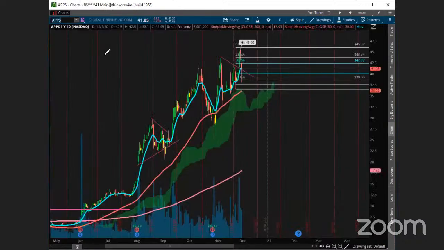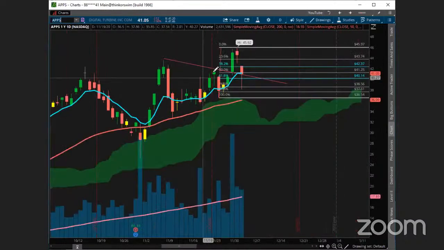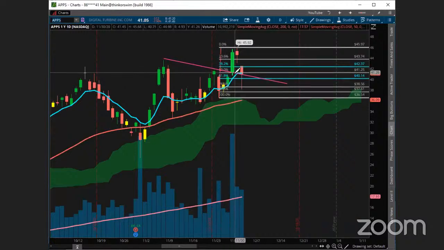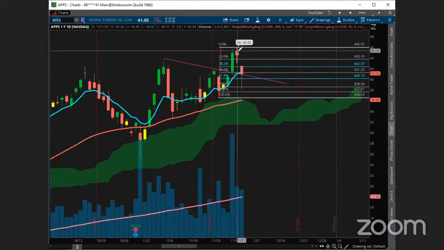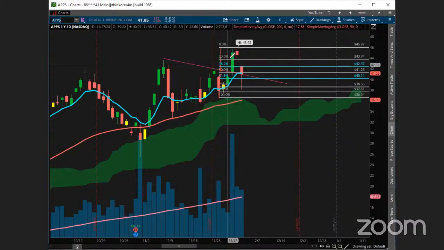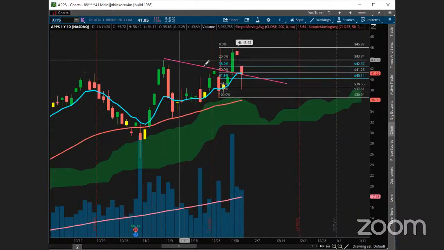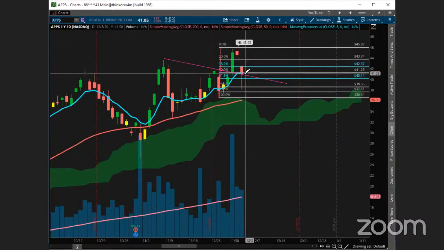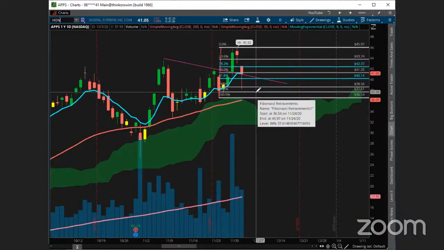APPS. I'm actually liking APPS. It gave a good push to the upside here through the trend line, right? And this is a good example of waiting for the pause and waiting for confirmation, right? Because it came back here and then it's holding the 618 and that geometric line again. So it's now or never for APPS if it wants to try to start climbing its way up. So we've got that going on there.